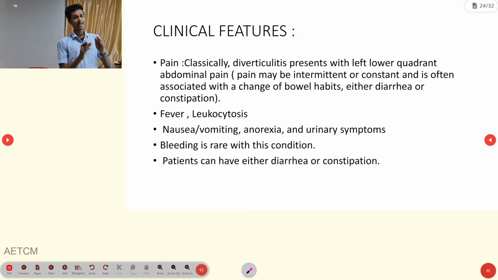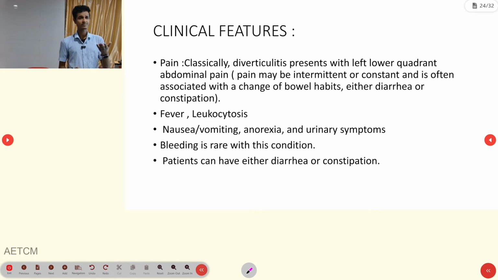Okay. And then the nature of the pain will be intermittent or constant pain, and at the same time it will alter the bowel motility. So either the person presents with diarrhea or the other entity, that is constipation, it can fall on both sides. And then fever and leukocytosis, those are the common clinical features we get in inflammation. Nausea, vomiting, anorexia, urinary symptoms.